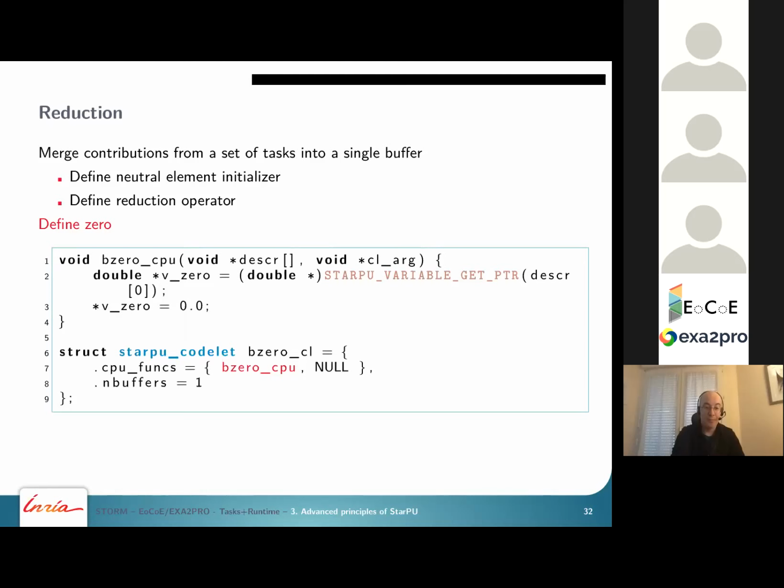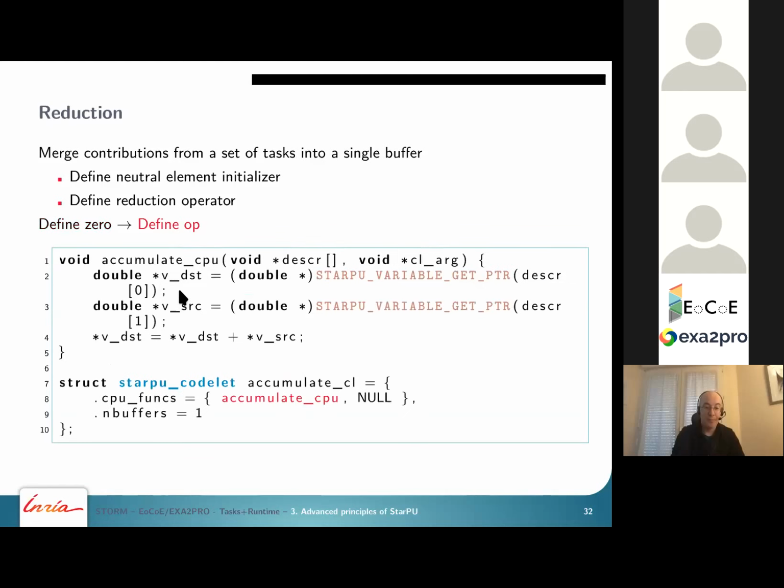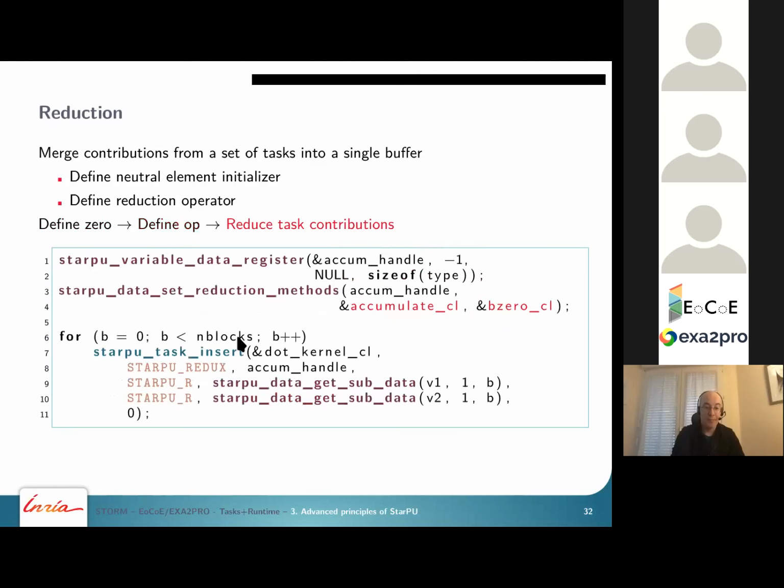And then once you have the neutral operation, you can provide the reduction operator. So here again is trivial. We just make the sum of the two contributions and get the result. So it's an accumulation of the contributions here with the plus operation, but that can be anything you want to put in your codelet.